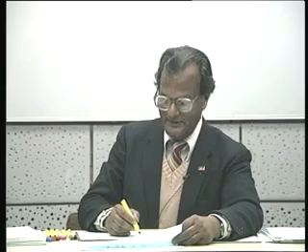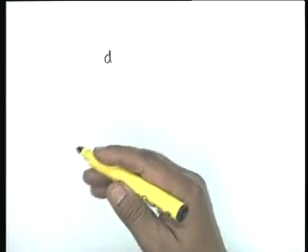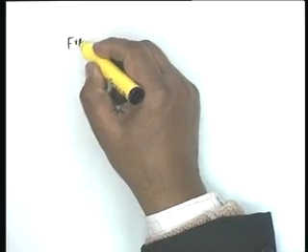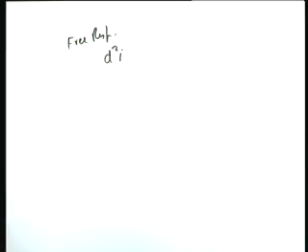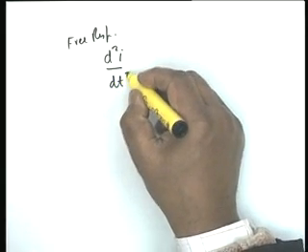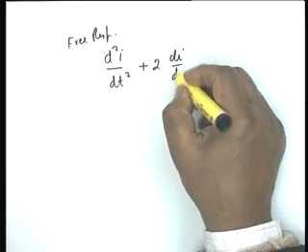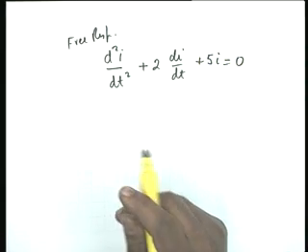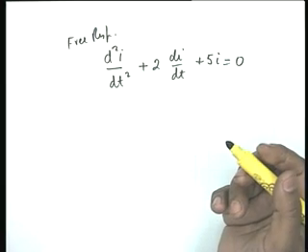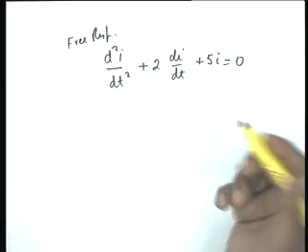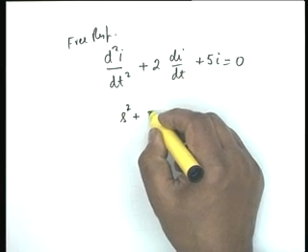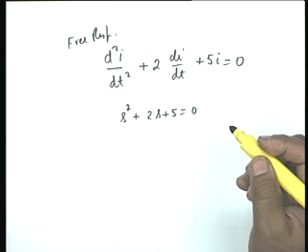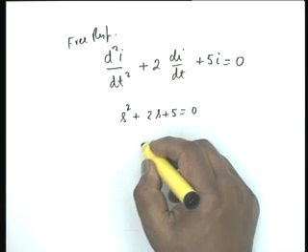Okay. So my differential equation is, if I multiply both sides by 5, I get, let us say the free response is governed by the differential equation d2I/dt2 plus 2 dI/dt plus 5I equal to 0. This is the differential equation governing the free response, and you see the characteristic equation, put I equal to e to the st, and see that the characteristic equation is s squared plus 2s plus 5 equal to 0.